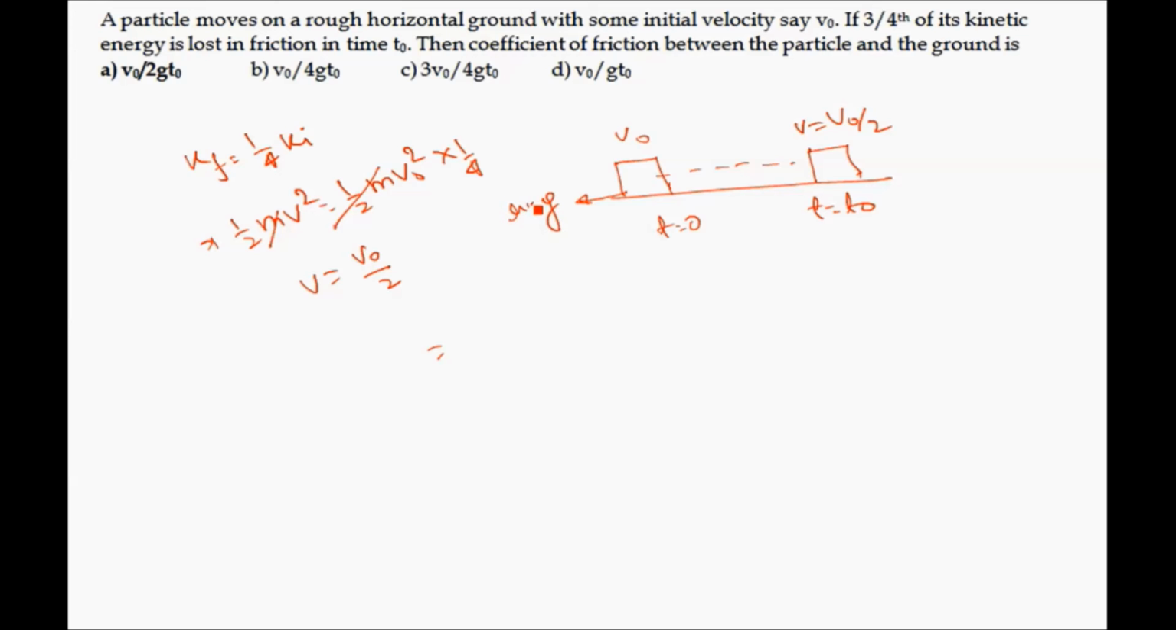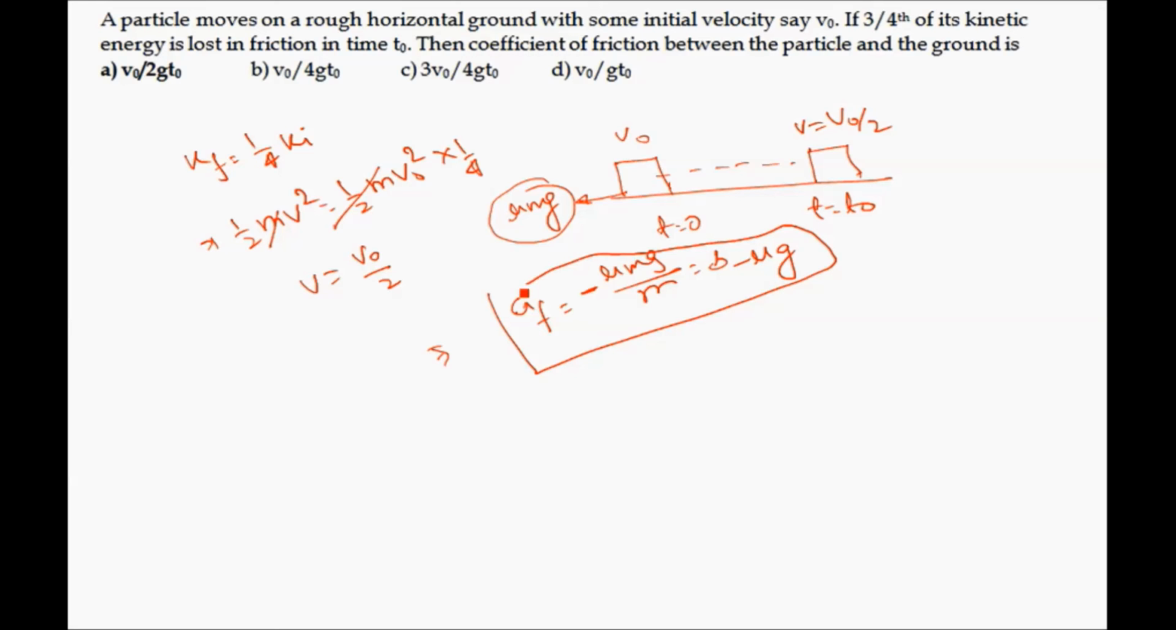As this is our frictional force, the acceleration or retardation due to friction is equal to minus mu mg by m, and it's equal to minus mu g. So basically, this is the acceleration due to friction if we consider a negative sign. If we say it's a retardation due to friction, then its value is mu g.